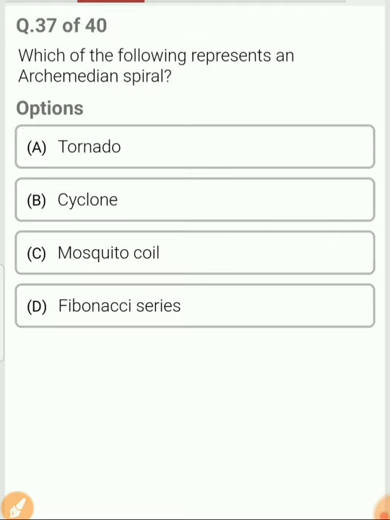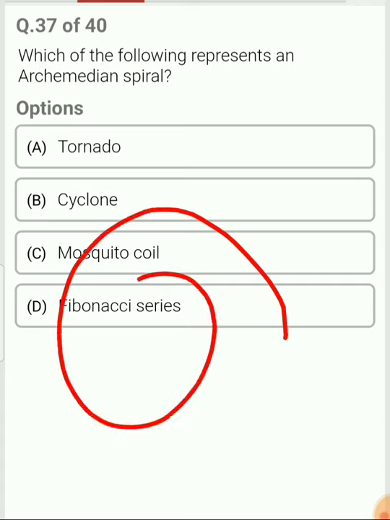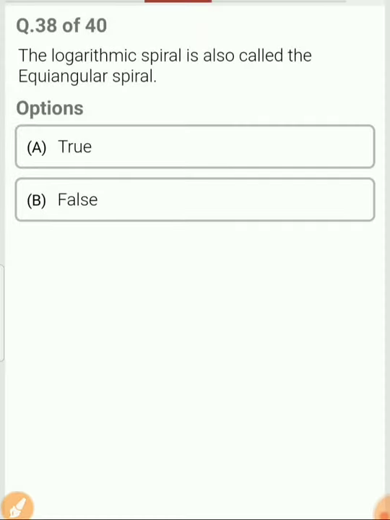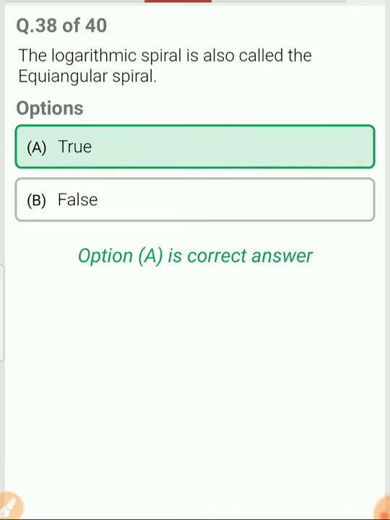Which of the following represents the Archimedean spiral? The Archimedean spiral looks like this. It is similar to what? It is similar to the mosquito coil, right? A mosquito coil looks like this. The logarithmic spiral is called the equiangular spiral. Yes, it is true. It is also called the equiangular spiral.